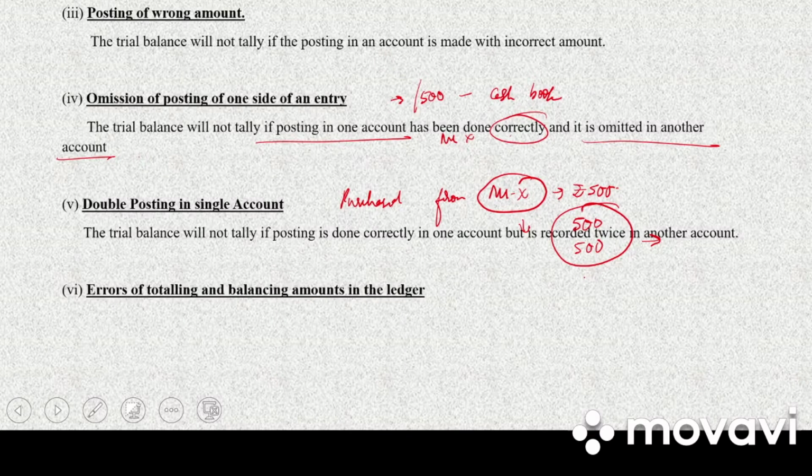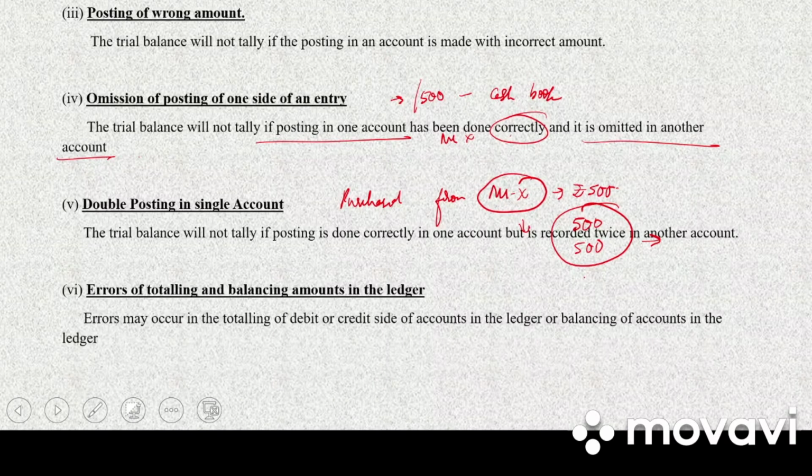Next we have errors of totaling and balancing amount in ledger. If the ledger account is not totaled or tallied properly, trial balance will not tally. Errors may occur in the totaling of debit or credit side of account in the ledger or balancing of account, then the trial balance is not going to tally.